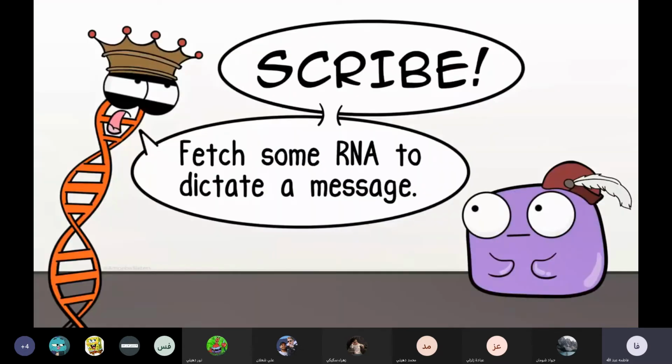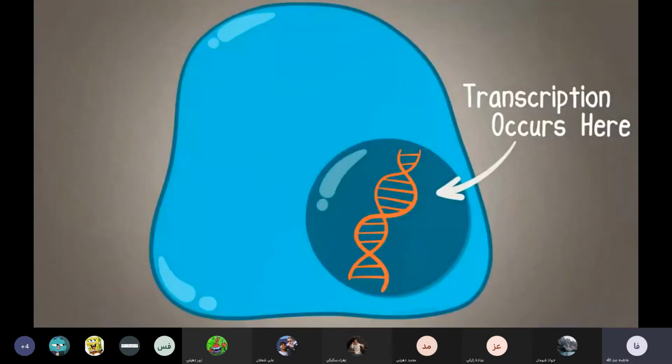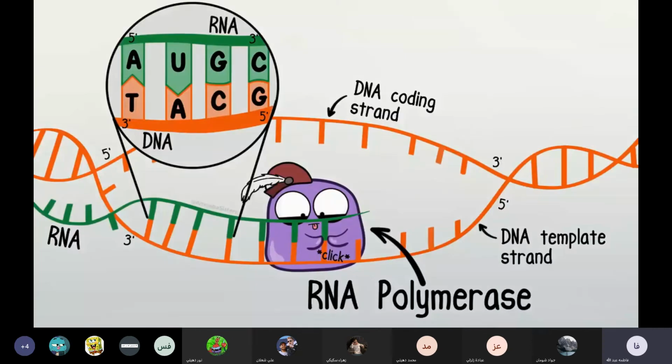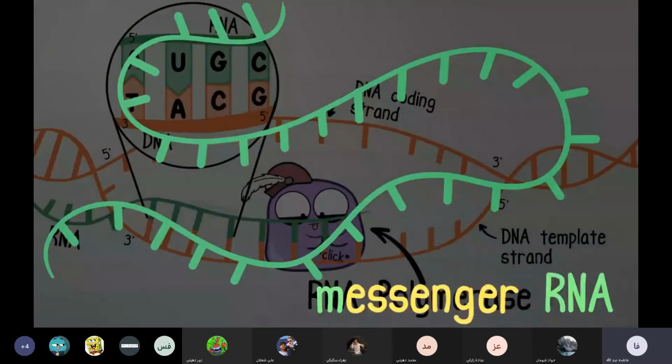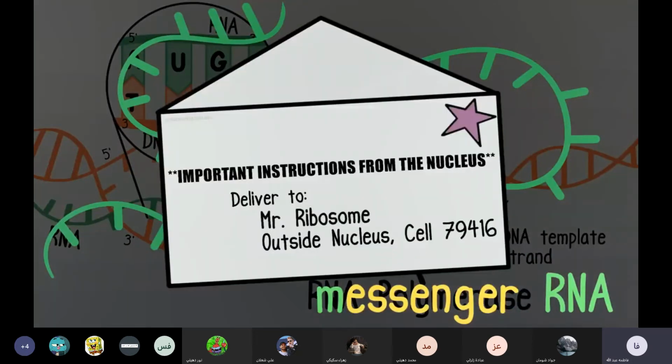Now, transcription is when we're going to transcribe the DNA into a message. In your cells, the DNA is in the nucleus, so therefore we're doing transcription in the nucleus. In the step of transcription, an enzyme called RNA polymerase will connect complementary RNA bases to the DNA. These RNA bases are bonded together to form a single-stranded mRNA. The M in mRNA stands for messenger. Messenger RNA consists of a message made of RNA that has been based on the DNA.